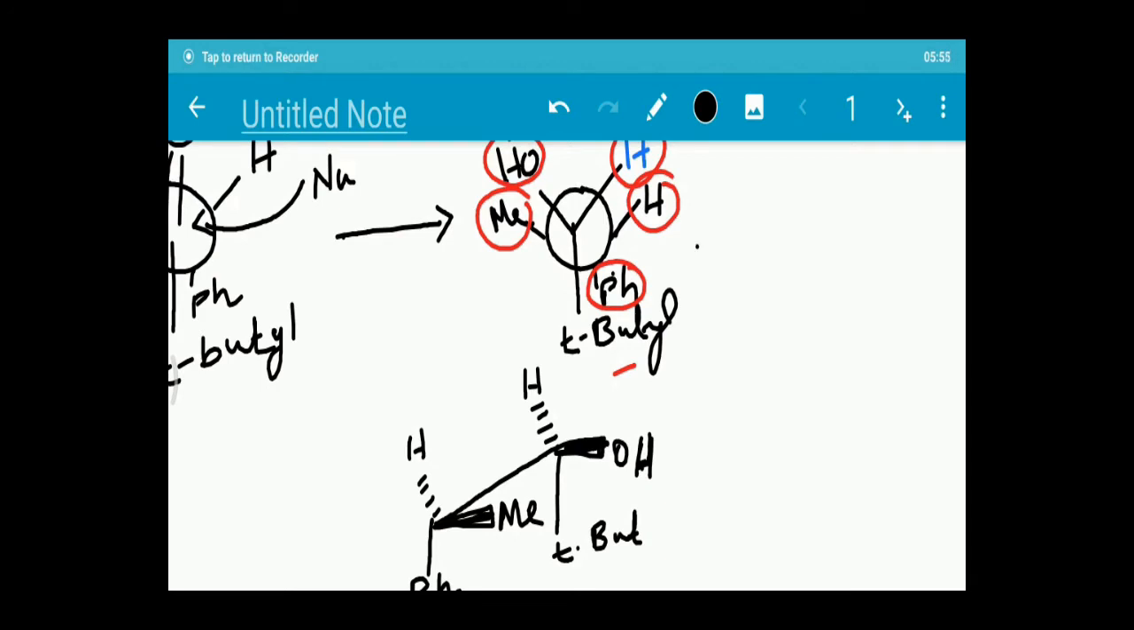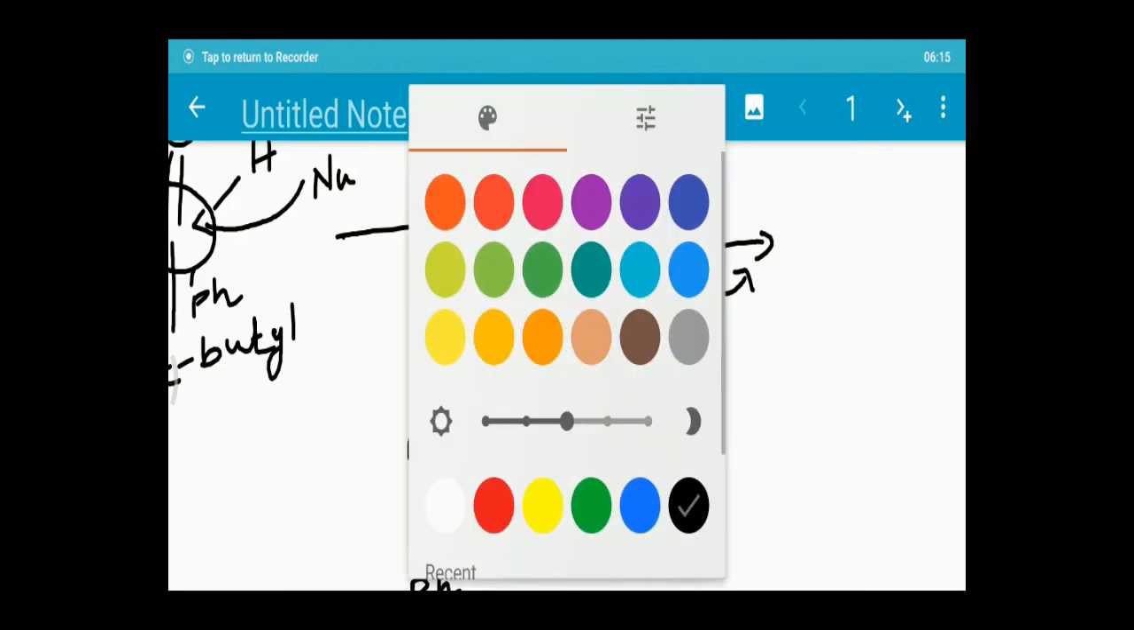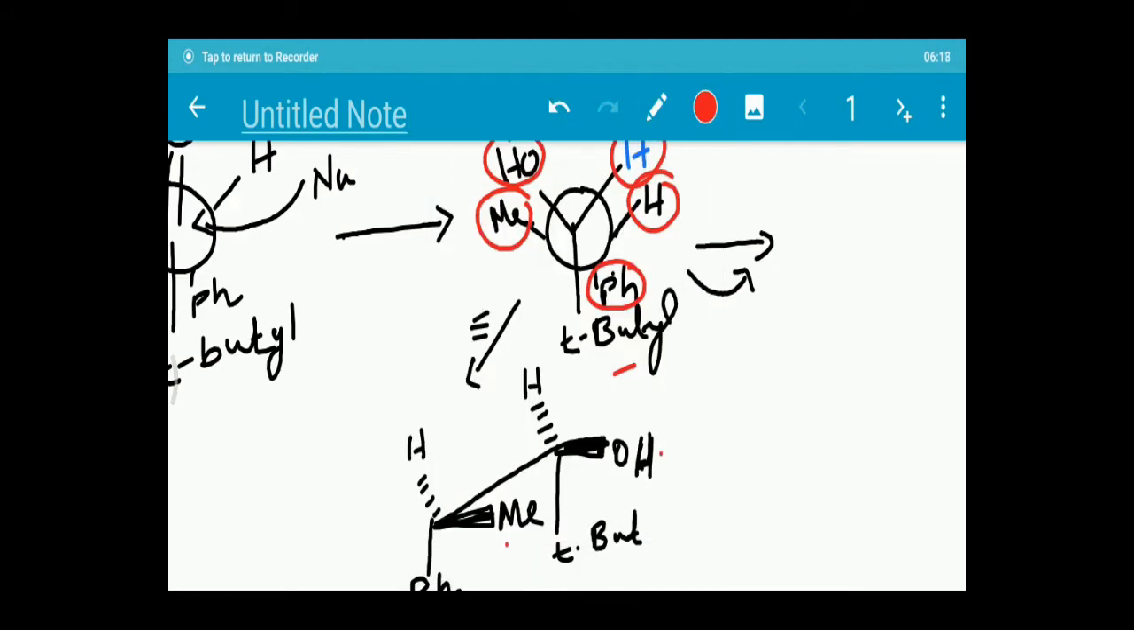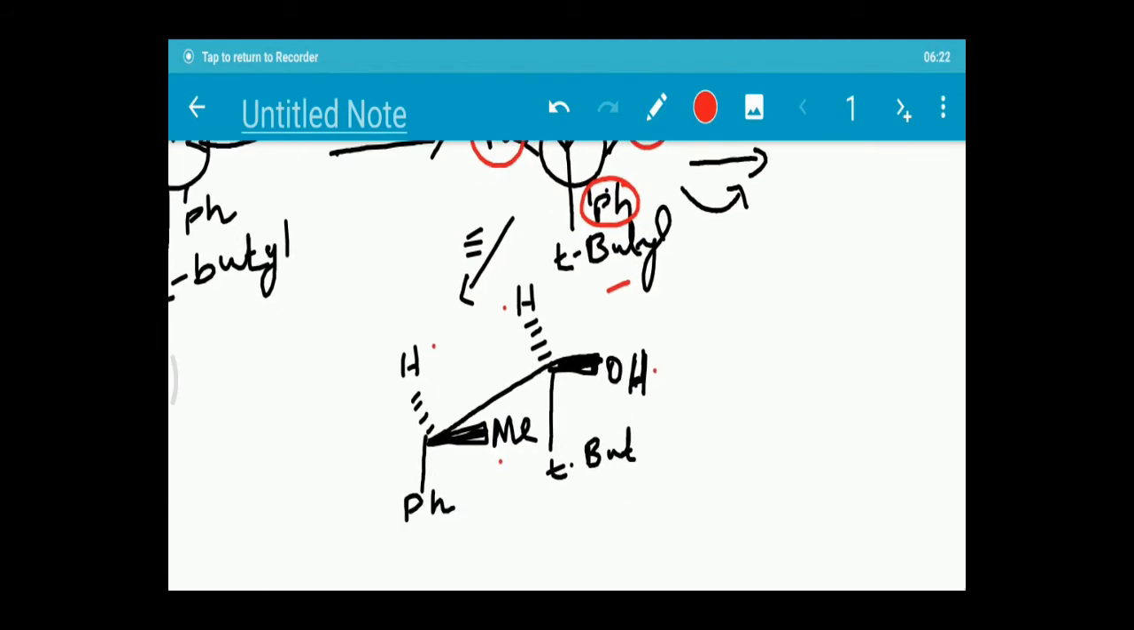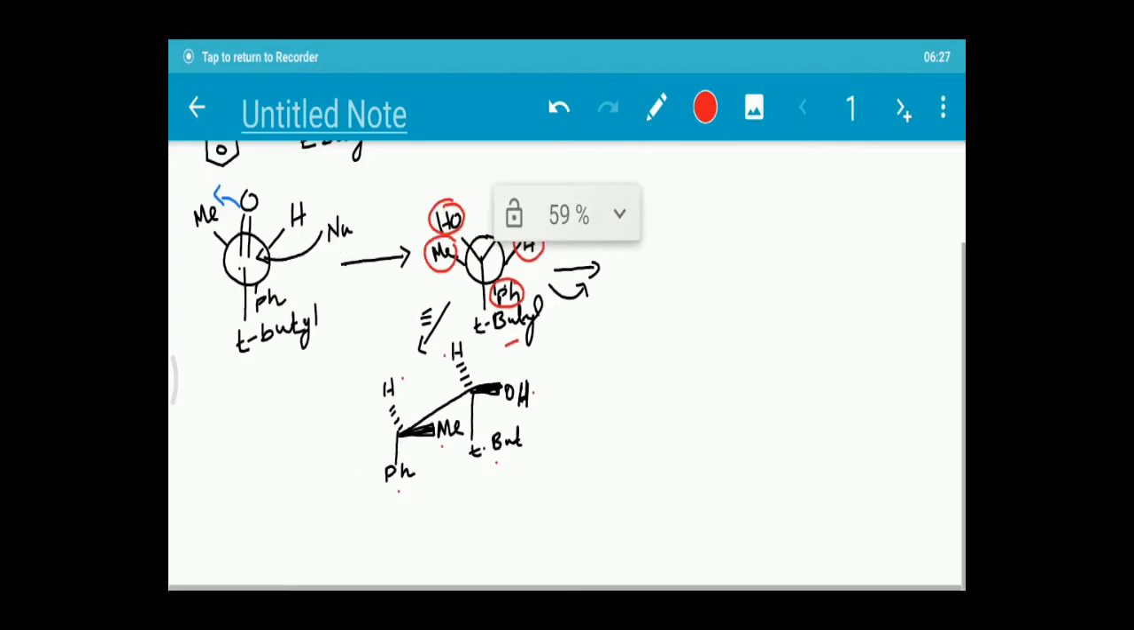Okay, so you can see I've actually rotated this molecule towards my right in an anti-clockwise direction. When I rotate the molecule, I get this view. So it's an equivalent structure. Now you can see my OH and methyl are eclipsing each other, my hydrogens are eclipsing each other, and my tertiary butyl and phenyl are eclipsing each other.